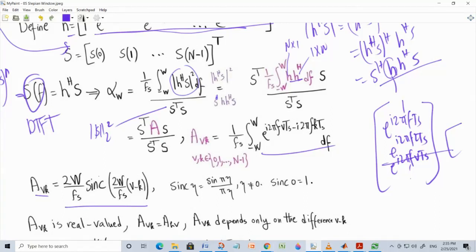Now this is good because now this is AVK. What about AKV? For AKV, you basically replace K and V, and the sinc function is an even function. So AVK is equal to AKV. If you switch V and K, you get the exact same value. It means that the matrix we are talking about here is a symmetric matrix, and that's good.